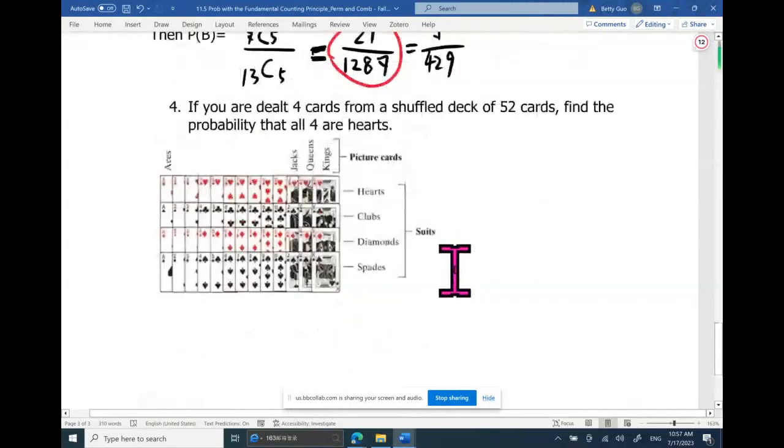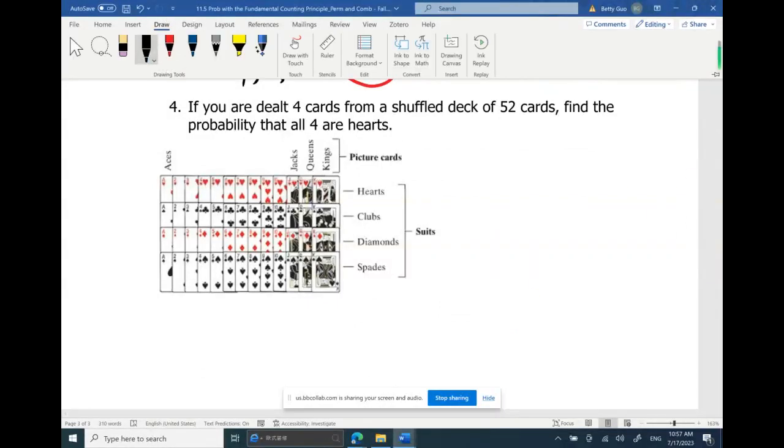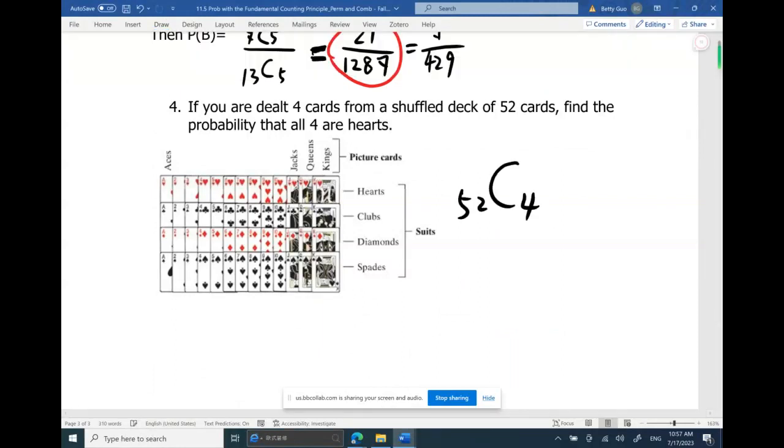Okay, last problem, number 4. If you are dealt 4 cards from a shuffled deck of 52 cards, find the probability that all 4 are hearts. This is about combinations, okay? The task here, or experiment here, is to deal 4 cards from 52. The order of the 4 cards doesn't matter. All that matters is to get the 4 cards as a subgroup. So the denominator of the probability we are looking for is going to be that number. That's going to be the number of outcomes in the sample space.